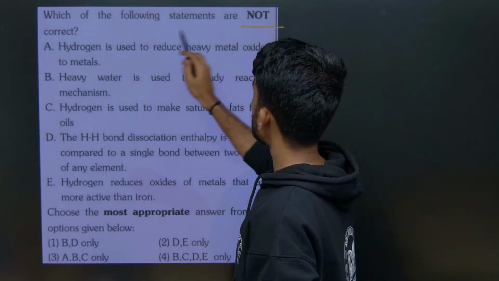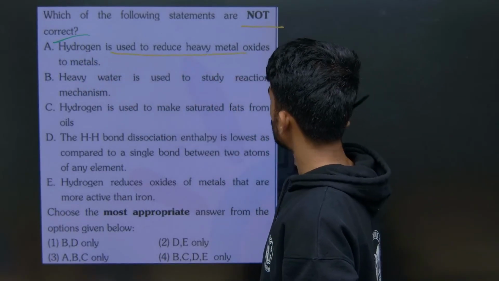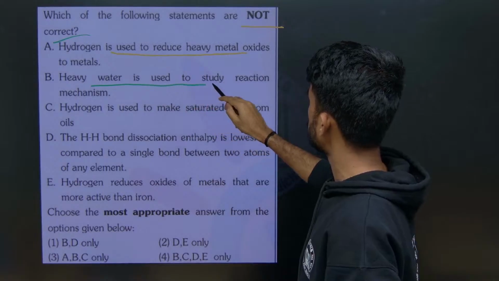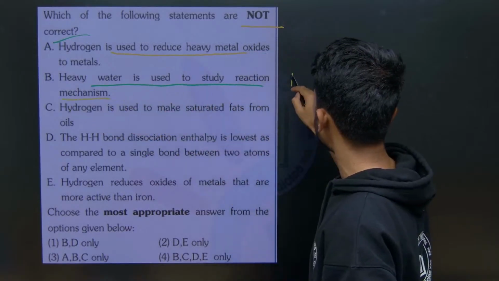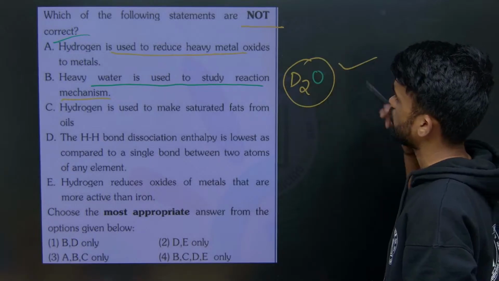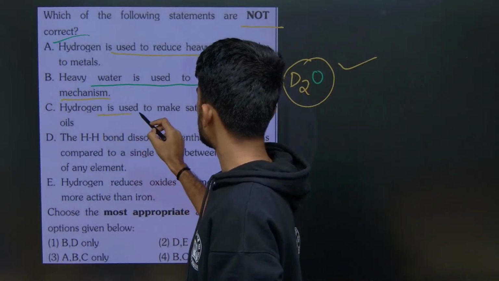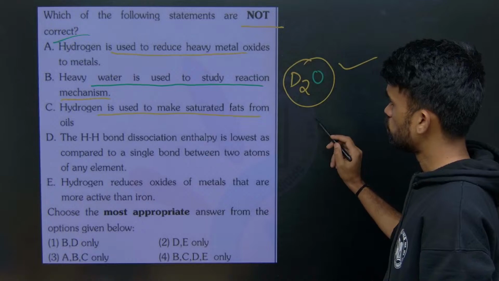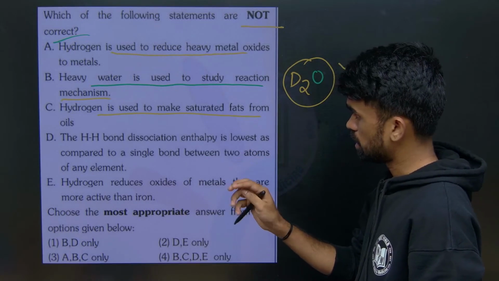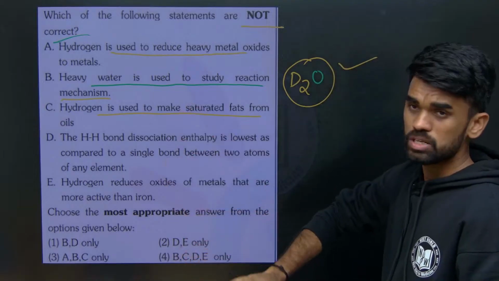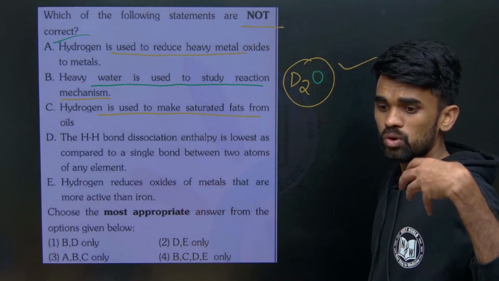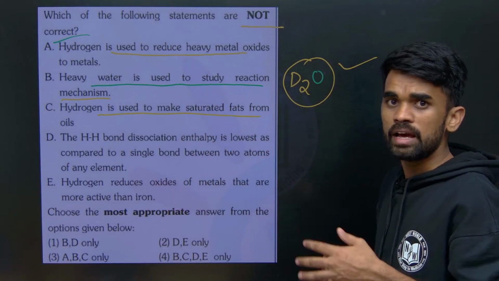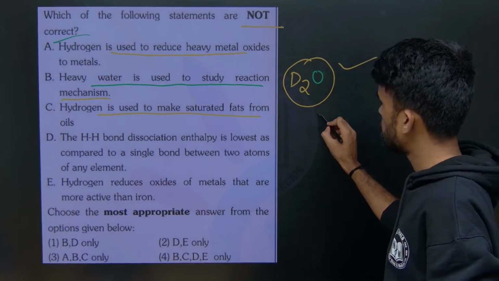Next, which is the not correct statement? Hydrogen is used to reduce heavy metal oxides to metals. Heavy water is used to study reaction mechanisms. What do we mean by heavy water? It is D2O. Yes, this is correct. Next, hydrogen is used to make saturated fats from oil. Yes, this is also correct. We convert oils from unsaturation to saturation; we can do the hydrogenation process on double and triple bonds. So that is also correct.